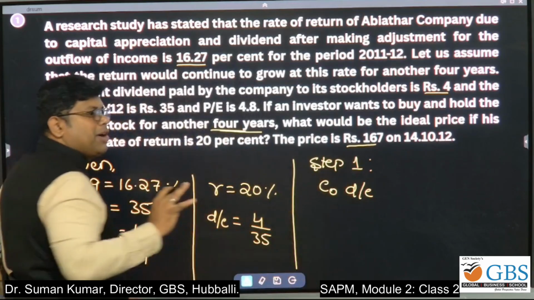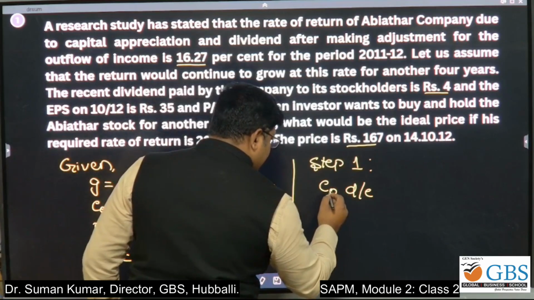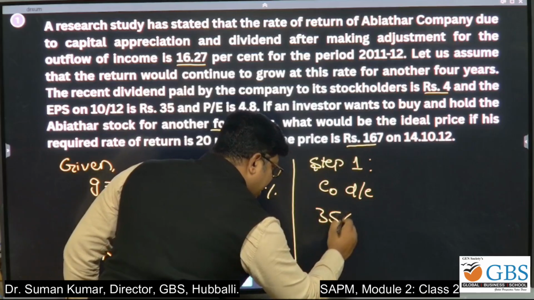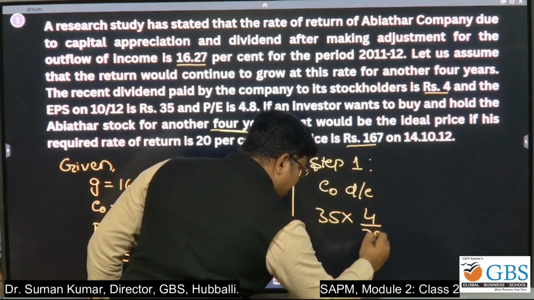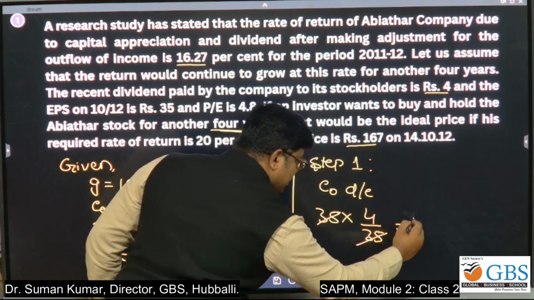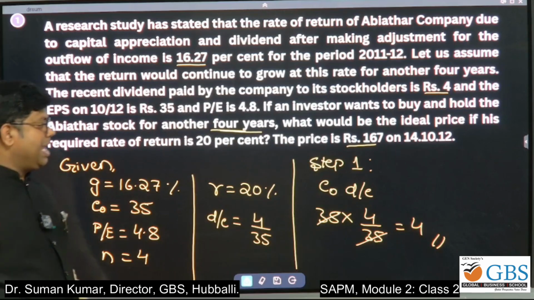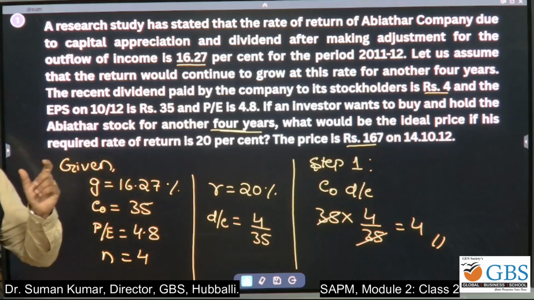Let us multiply these two. Understood? So what is E naught? 35 into D by E, 4 upon 35. So what happens? This cancels. Answer is 4. Step number 1, E naught D upon E. That is all we are finding out. Clear?